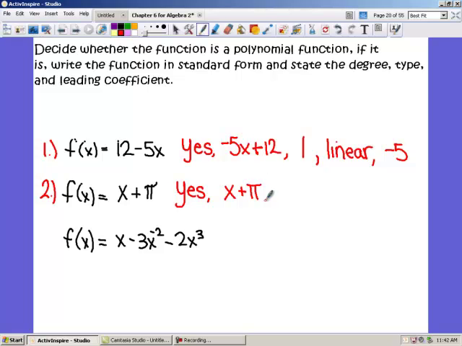And the highest exponent in this is still a 1, so the degree is 1. And if you look at the chart, when we have a degree of 1, it is a linear graph. And the leading coefficient for this one is the number right before the x, which isn't shown, but when that happens, it is a 1.